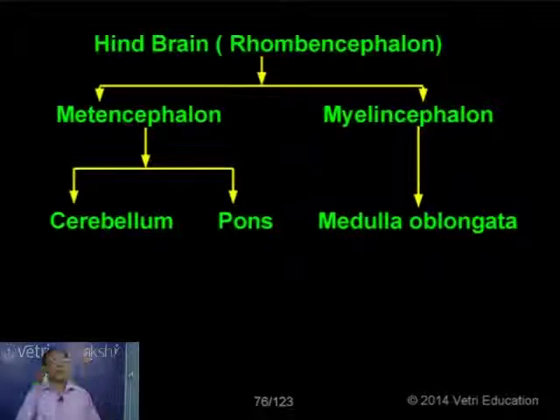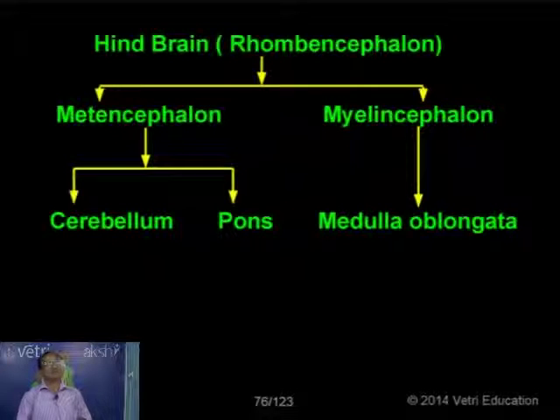Now let us go to the hindbrain. The hindbrain is actually called rhombencephalon. It is divided into the metencephalon and the myelencephalon. The metencephalon includes the pons and the cerebellum. The myelencephalon includes the medulla oblongata, and both together form the rhombencephalon.